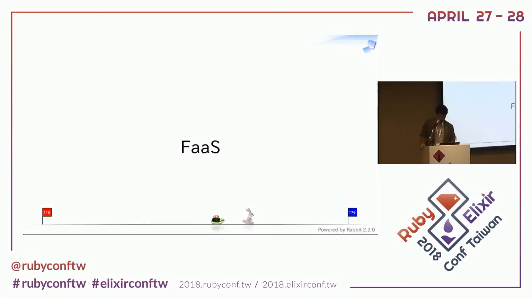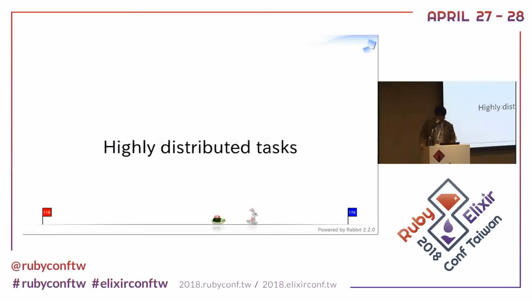Recently we have the idea of FaaS, which stands for function as a service, like Amazon Lambda. So, highly distributed tasks. This is one aspect of the future of programming. Based on Guilds and more concurrent abstractions, highly distributed concurrent systems can be written in Ruby. That is my dream.